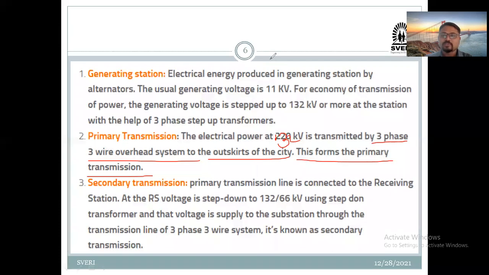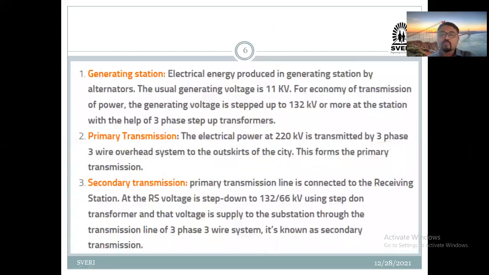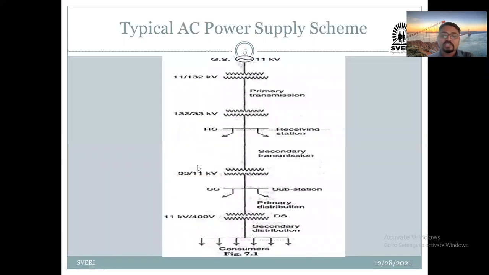म्हणजे तुम्हाला कालच मी सांगितलं होतं बघा, just I will show you, whatever this particular generation voltage 132 kilovolt which is transmitted, that is to the outskirt of the city. Outskirt of the city म्हणजेच काय? Outskirt म्हणजे outside, सिटीच्या बाहेर. That is nothing but the outskirt. What we are going to do? We are transmitting that particular 132 kilovolt up to the outskirt of the city, but with the help of what? With the help of three-phase, three-wire overhead system.